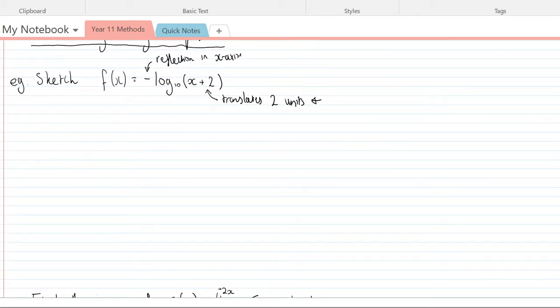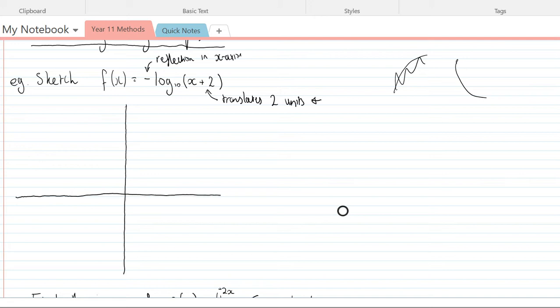Now we know that normally the log graph looks like that. So if it's reflected in the x-axis, it's going to look like that. So I'm going to draw my x and y axes. This time the y-axis isn't an asymptote because the entire graph is translated 2 units to the left. So I know that my asymptote is at x equals negative 2, so I'll just draw it there.